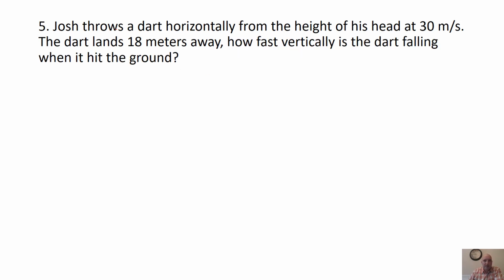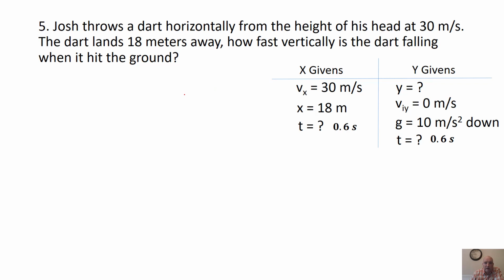Okay, 5. Josh throws the dart horizontally from the height of his head at 30 meters per second. The dart lands 18 meters away. How fast vertically is the dart falling when it hits the ground? So what we're going to do here is this is the same problem as before, and we would have solved for time the same way as before. But what I want you to realize is here it's asking you for something different.